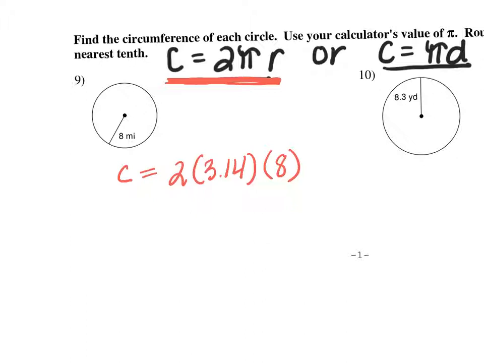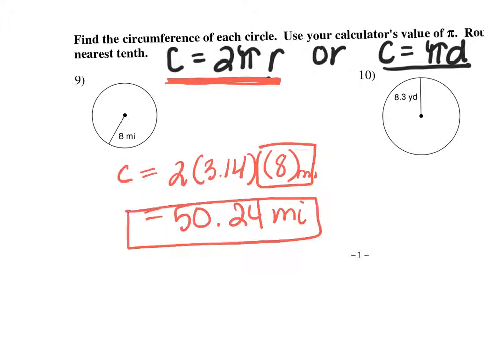When I type that in my calculator, I get 50.24, and this is just miles. Our units are just that, because remember, circumference is like the perimeter. I'm only multiplying. Really, technically, my 8 is the only one with a unit of miles on it. Okay. Same thing for 10, simply plugging in to our formula.